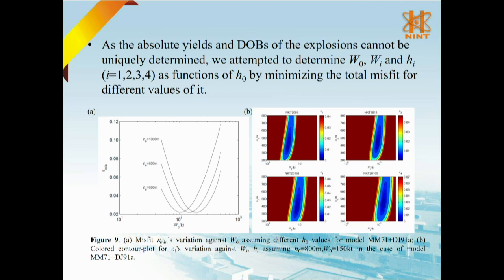Finally, we make a theoretical modeling of the regional P wave spectral ratios. As the absolute yield and the DOBs of the explosions cannot be uniquely determined, we attempted to determine the yield of all the five explosions as well as the DOBs of the four nuclear tests between 2009 and 2016 as functions of the sixth nuclear test's DOB, H0, by minimizing the total misfit for different values of it.